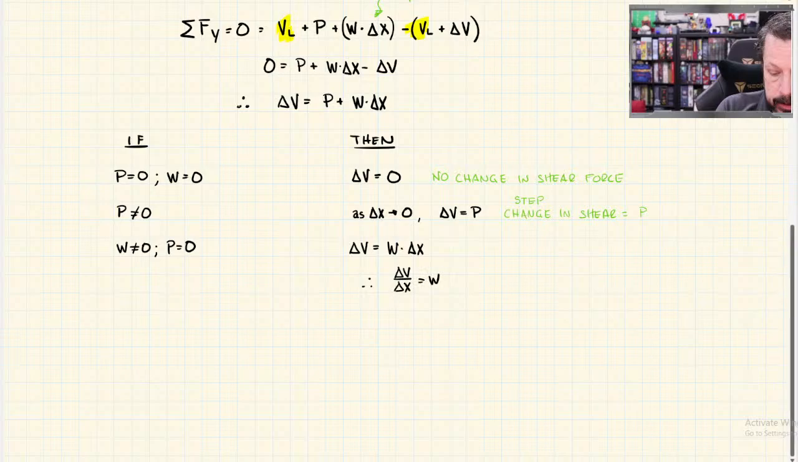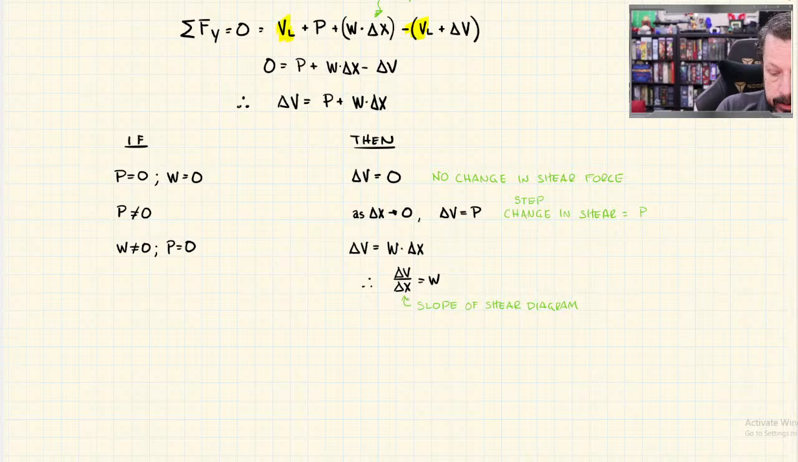So if you look at that, then delta V over delta X is kind of like delta Y over delta X, or dy over dx, which is a slope, right? So this guy is slope, and since it's delta V over delta X, then it's the slope of the shear diagram. And it's saying that the slope is equal to whatever that W thing is.